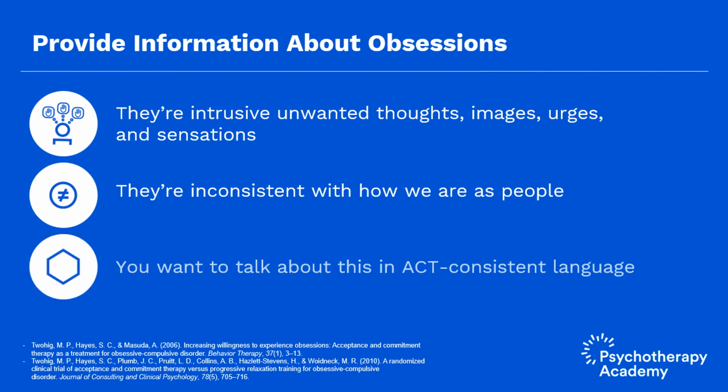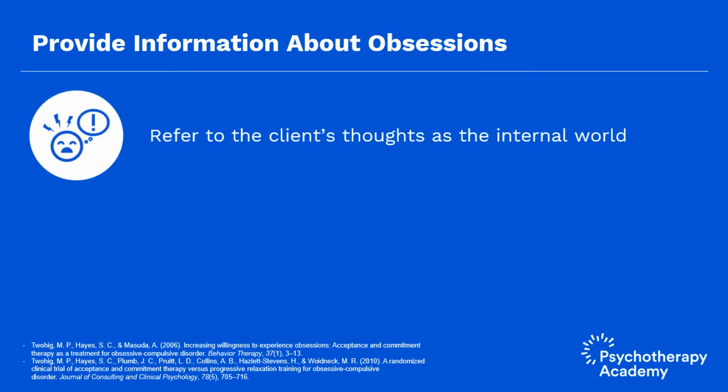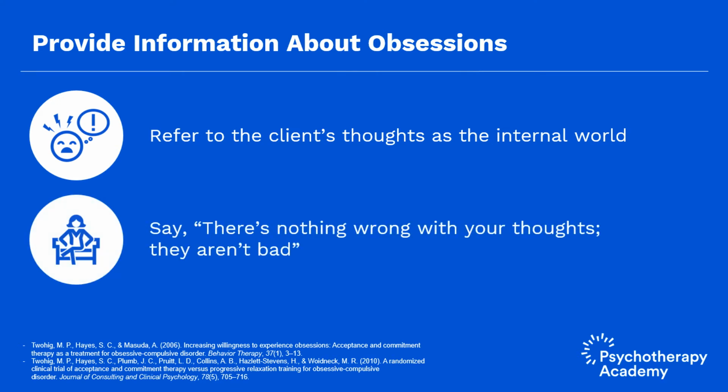You want to talk about this in ACT consistent language. You're going to be referring to this as the internal world, that there's not anything wrong with their thoughts, or that their thoughts are bad, or that they need to think about them differently, that they need to shift the ways that they're thinking. To maintain ACT consistency, you can describe it just as I did there.